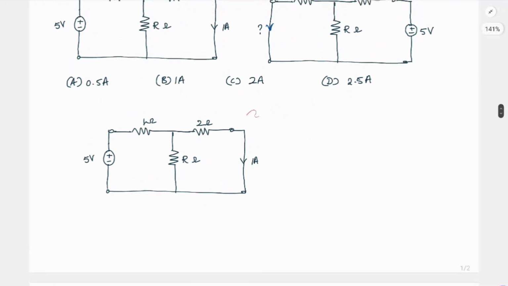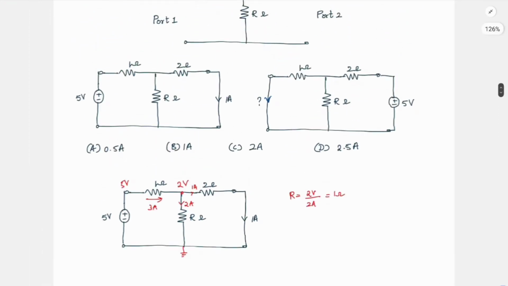Here it is saying 1 ampere. I'll take this as my reference. So what will be this voltage? It will be 1 into 2, so this is 2 volt and this is 5 volt. What is the current through this? It is 3 by 1 ohm, so this is 3 ampere and 1 ampere is going here. So the current going here is 2 ampere. What will be R? It is 2 volt by 2 ampere, which is 1 ohm.